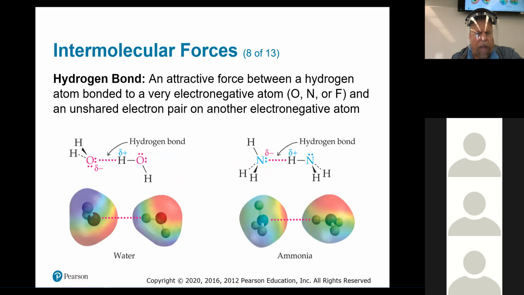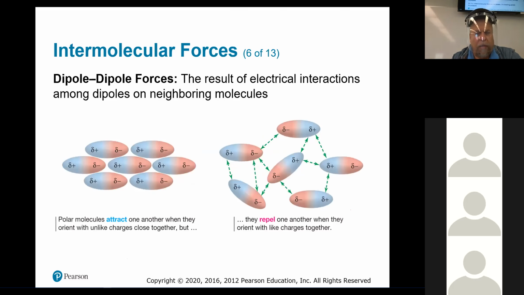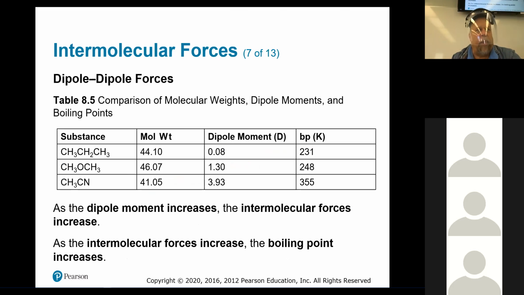Okay, now hydrogen bonding here. This is an example of what I showed you earlier on my previous slide. It'll be available for you. You can pull it up on the PowerPoint. I just need to move quicker in this.